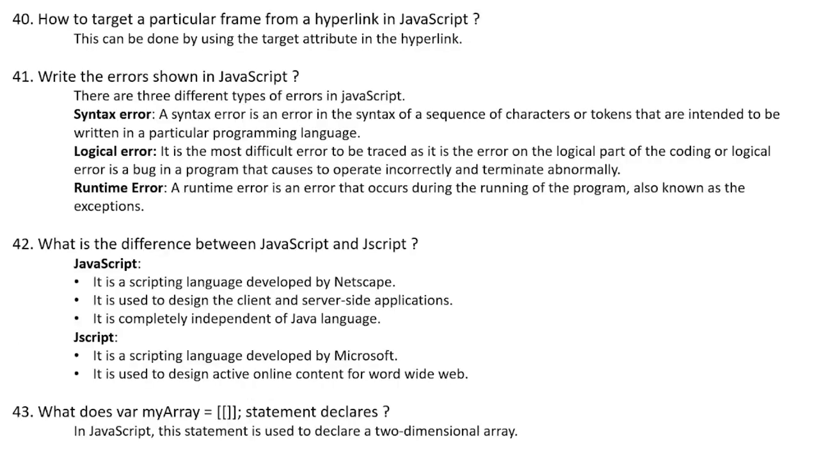Question 40. How to target a particular frame from a hyperlink in JavaScript? Answer. This can be done by using the target attribute in the hyperlink. Question 41. Write the errors shown in JavaScript. Answer. There are 3 different types of errors in JavaScript.